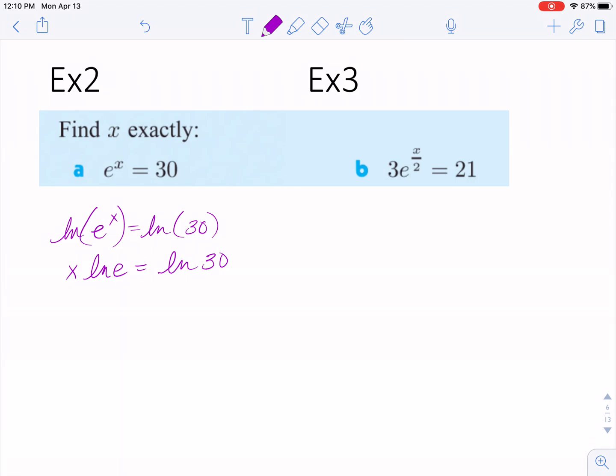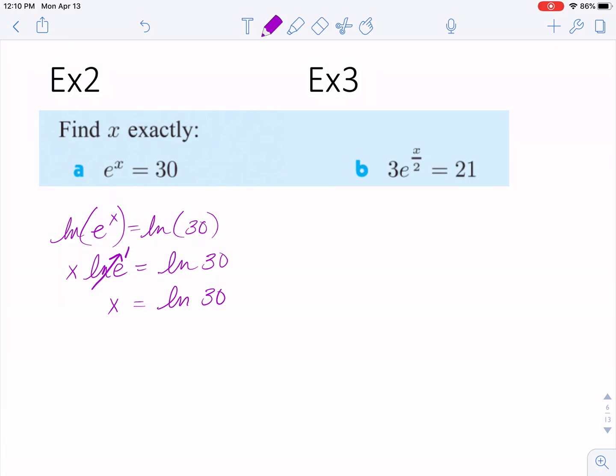Now, the cool thing about using natural log when you have a base of e is the ln of e goes to 1, okay? So not 0, but goes to 1. So that x is equal to the ln of 30. That would be an exact answer.